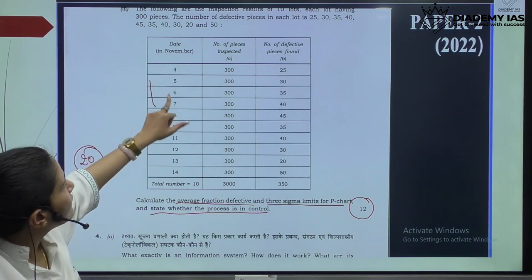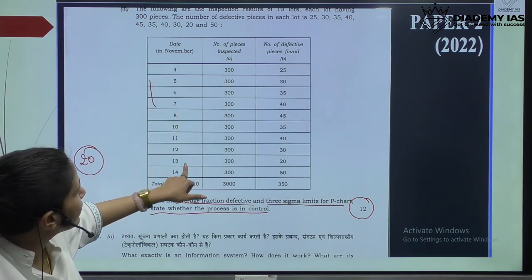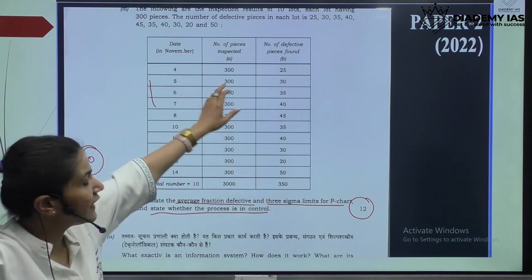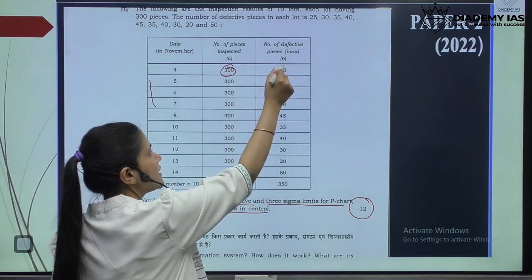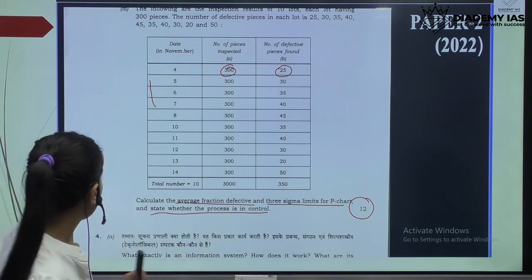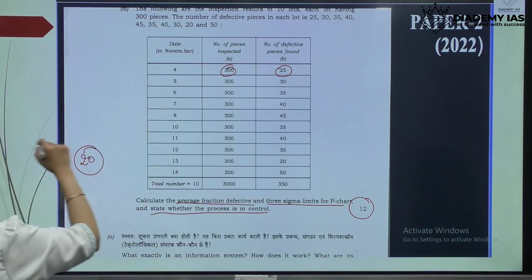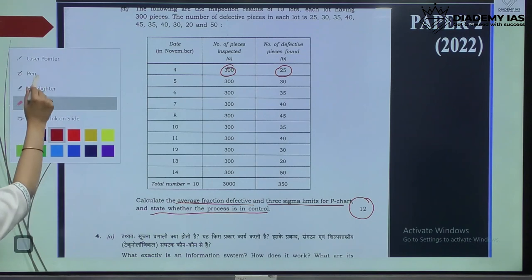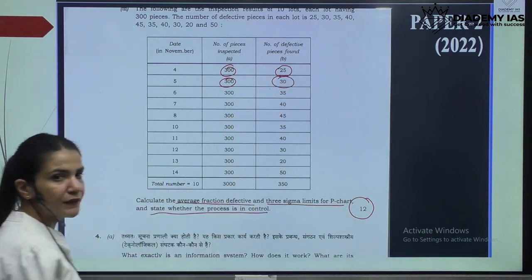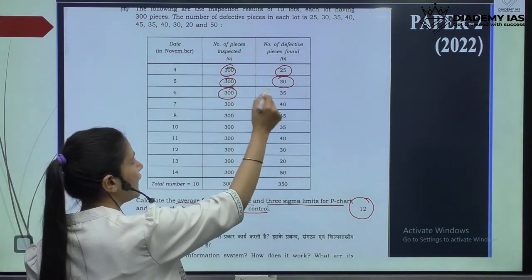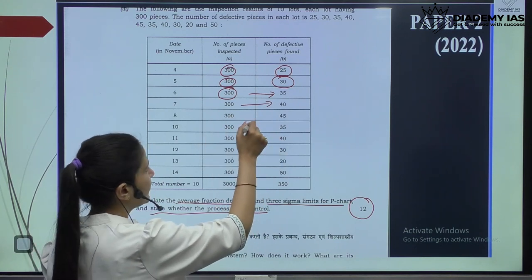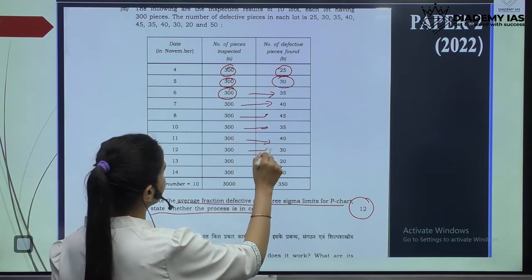So on 4th, 5th, 6th, 7th, 8th, 10th, 11th, 12th, 13th, 14th, on these particular dates, these were the samples. On 4th November, they took 100 pieces and found that 25 pieces were defective. Followed by 5th of November, again 300 pieces were taken for inspection, and they found 30 pieces to be defective. Then on 6th November, again 35 pieces. Then on 7th, 8th, then they took a gap on 9th November, then they identified 35 defective pieces, 40, 30, 20.